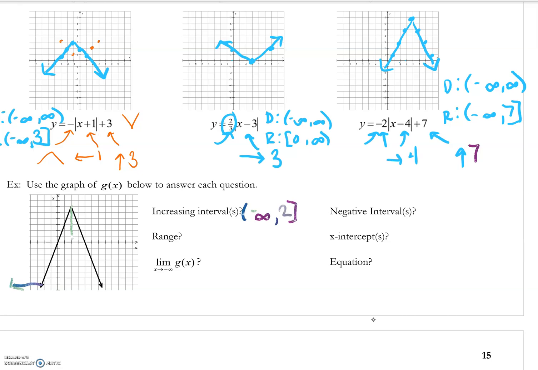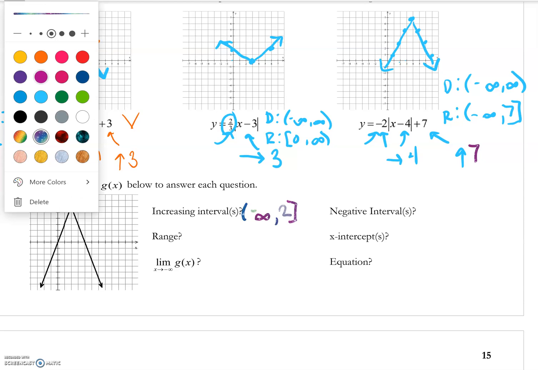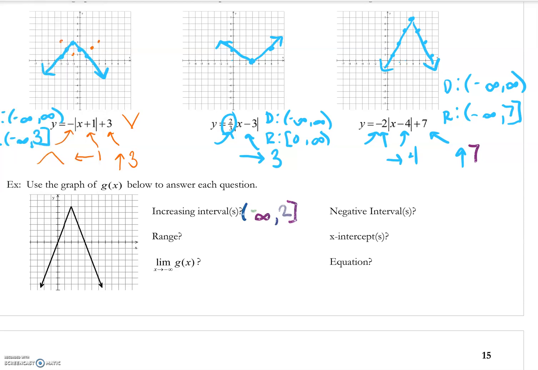I'm going to be honest, I thought I was going to like this sparkly pen. I don't like this sparkly pen, so we're going to switch to a more calm color. Let's try this purple. That'll be better.